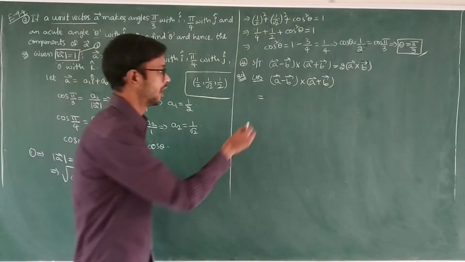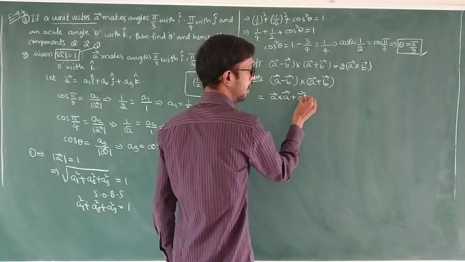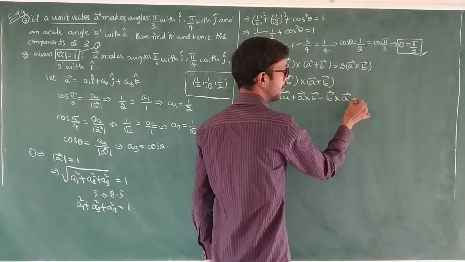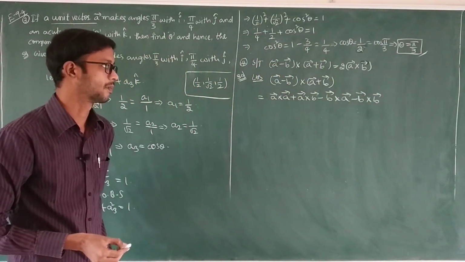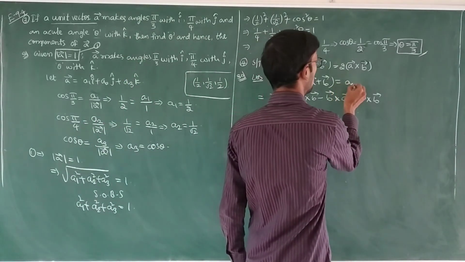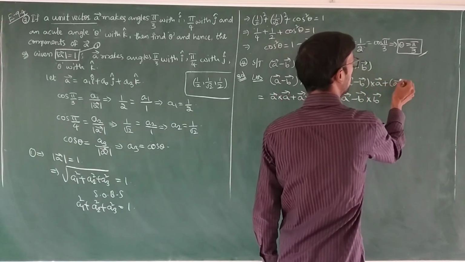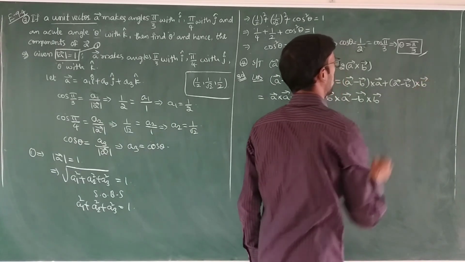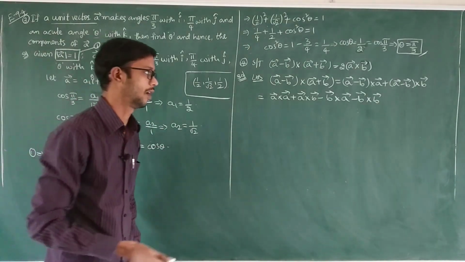I'll do the cross product here. A bar cross A bar plus A bar cross B bar minus B bar cross A bar minus B bar cross B bar. Distributive property applied. Otherwise, we can also write directly: A bar minus B bar cross of A bar plus A bar minus B bar cross of B bar. Like this also we can write. Next step we can do similarly.